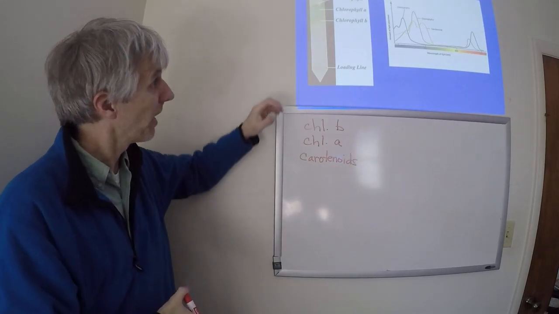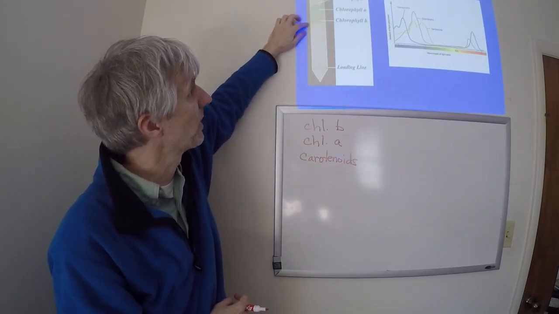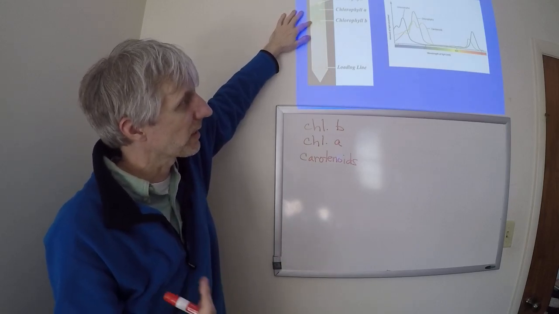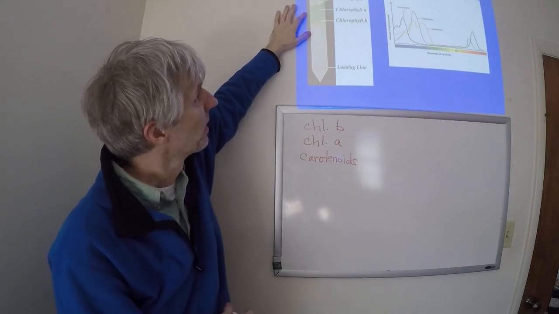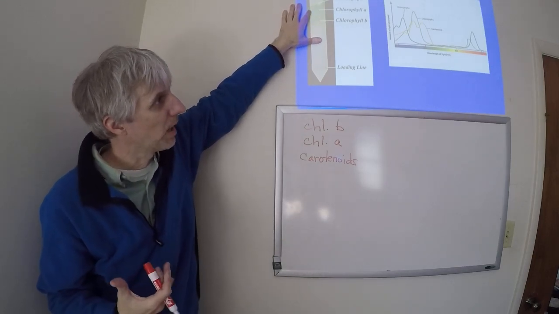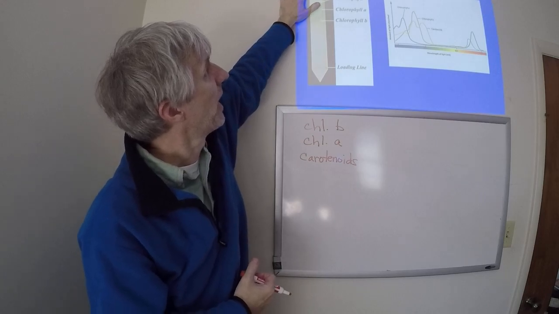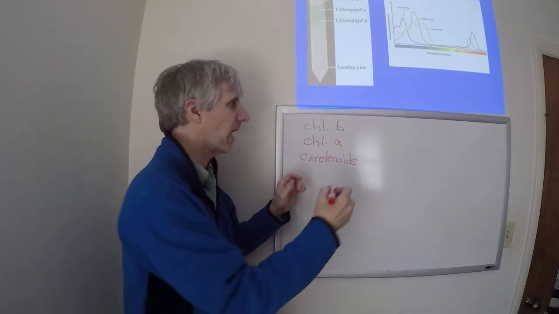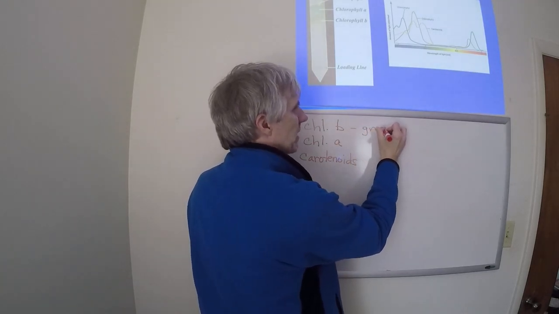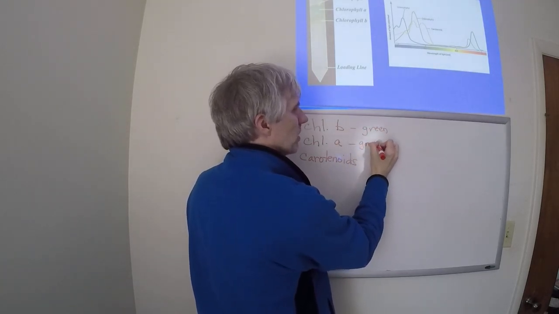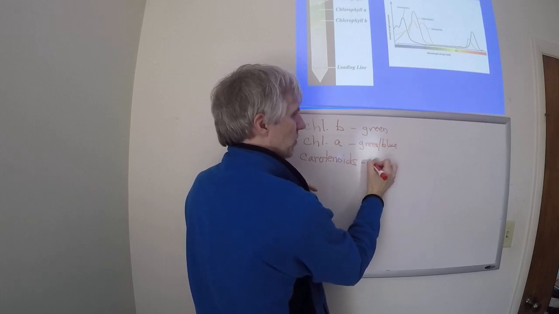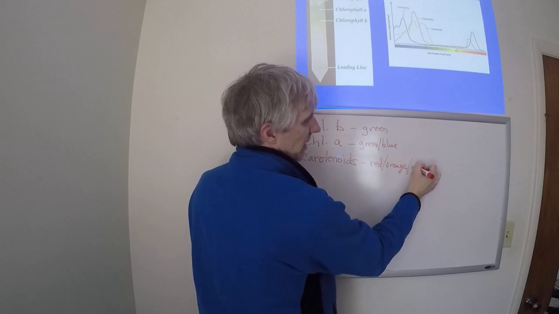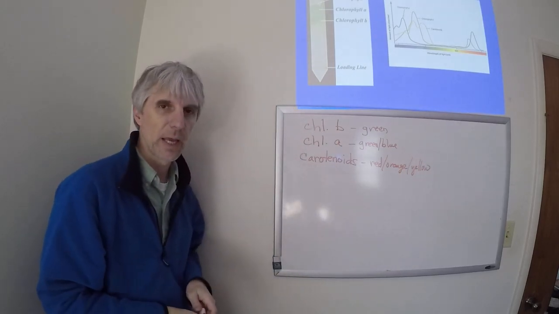Okay? Now notice there are slightly different colors here. Chlorophyll B is more of a, they call it a Kelly green sometimes. Chlorophyll A is more of a bluish green, and then the carotenoids collectively are any pigments that are red, orange, or yellow. So green, green, blue, and this one's, depending on the particular pigment you've got, it's either red, orange, or yellow.